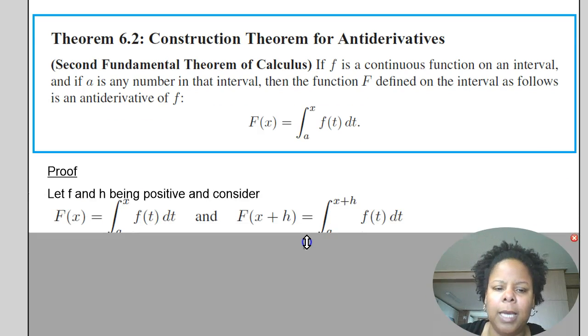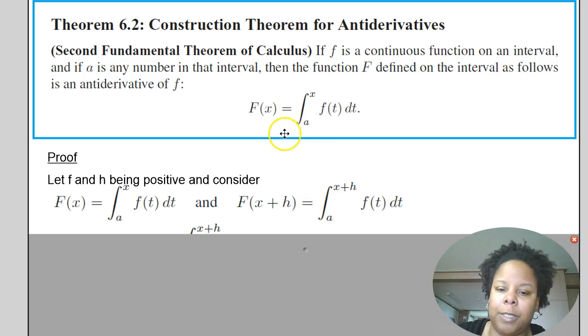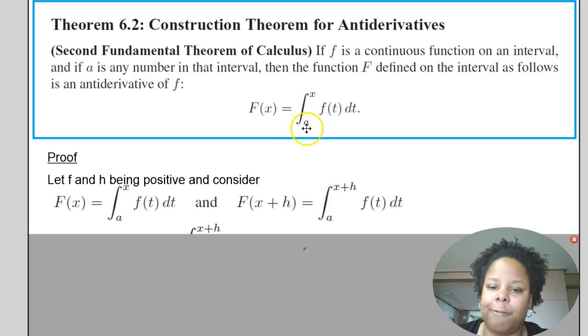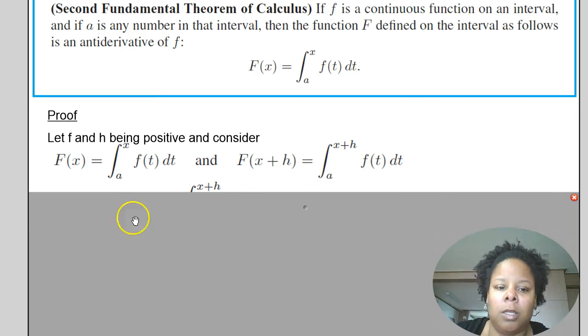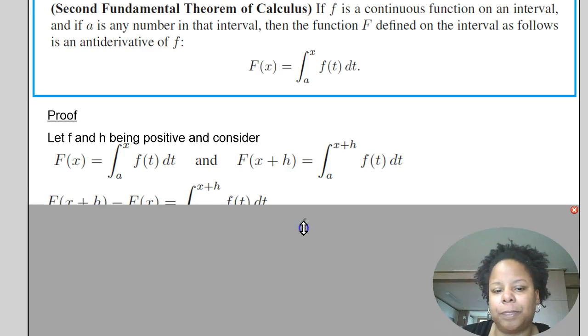Okay, and how do we make that as a proof? If you remember last time, we said that was from 0 to x, and in this case they're saying from a to x, where a is any number in the interval that the function is continuous on. So let f and h be positive, and let's consider, based on the fundamental theorem, these two relationships. So basically their function values at different points where x and x plus h differ by h.